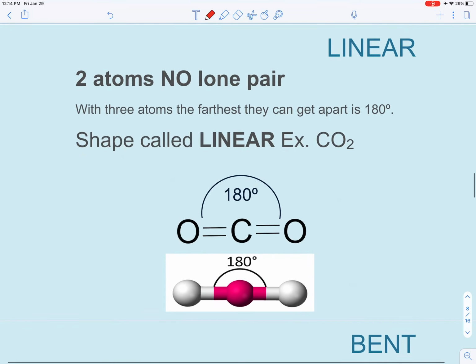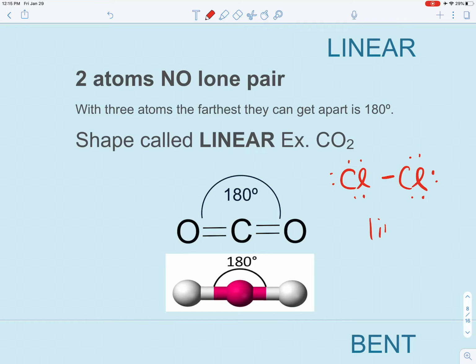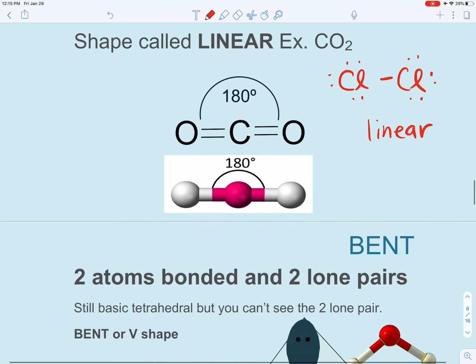Next we have linear, which is pretty straightforward. It's basically a line, 180 degrees. 2 atoms bonded to a central atom. So here we have carbon dioxide, which has a linear shape. It could also just be 2 atoms bonded to each other. For example, 2 chlorines bonded to each other would be linear as well. Okay, so if you just have a single bond, like so, that would be a linear shape as well. So no lone pairs here.